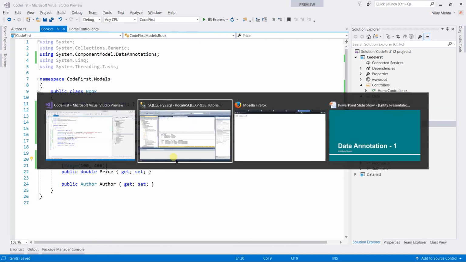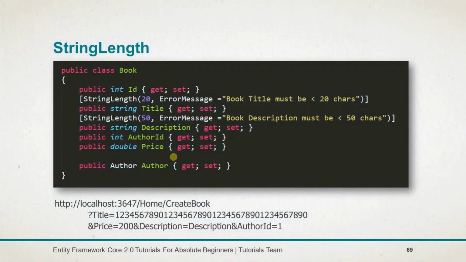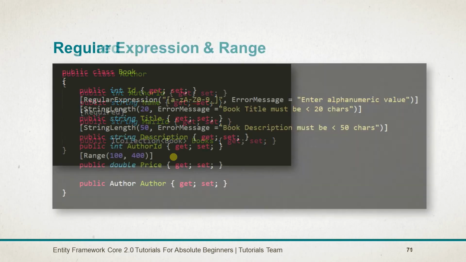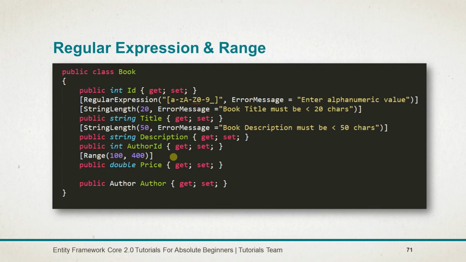Let's see what we learned in this session. First of all, we saw what data annotation is, and then used the string length attribute to change the length of the string property. Then we used the required attribute, using which we can create a non-nullable field. And we saw the regular expression and range attributes for validation purposes, which are not supported by Entity Framework Core. However, you can use them in your MVC form validation.